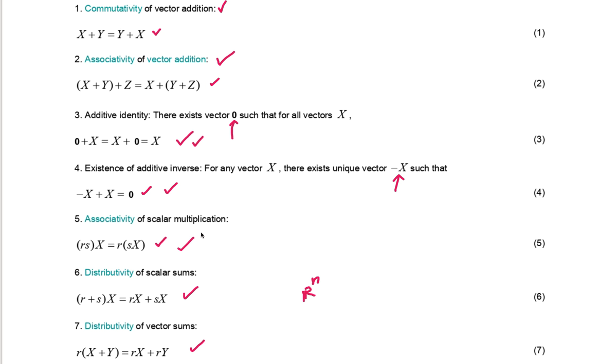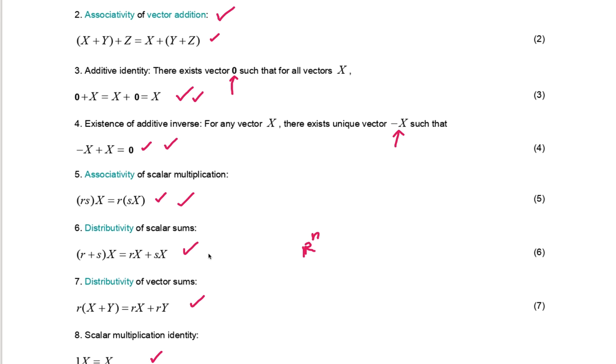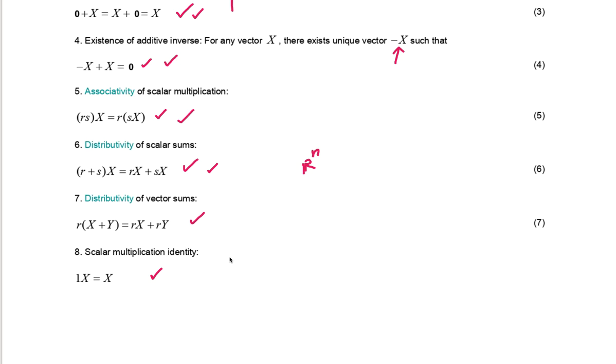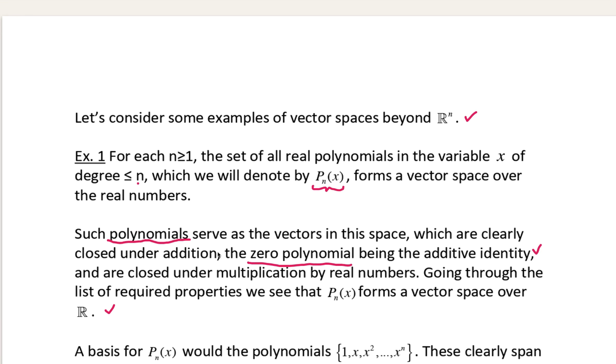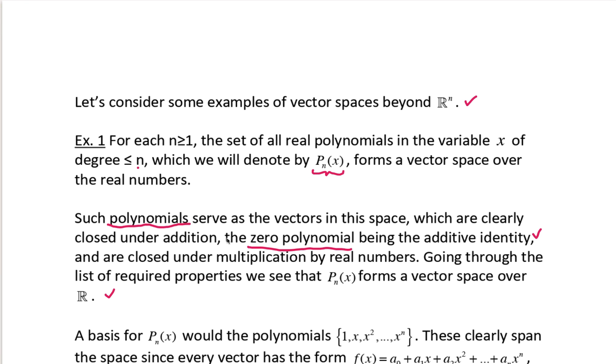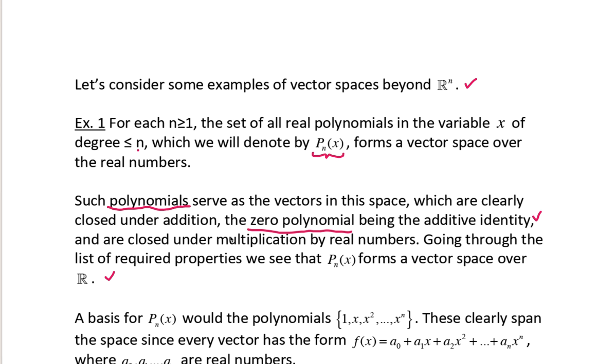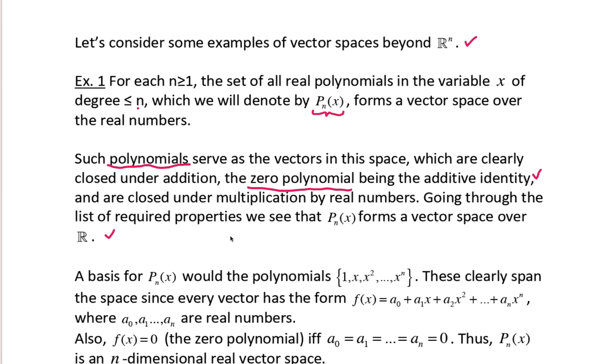So scalar associativity? Yep. Distributivity with the scalars yet? Distributivity of the polynomials? Yep. If I multiply 1 by a polynomial, do I get that same polynomial back? Yes. Okay, so these polynomials serve as a vector space, okay?